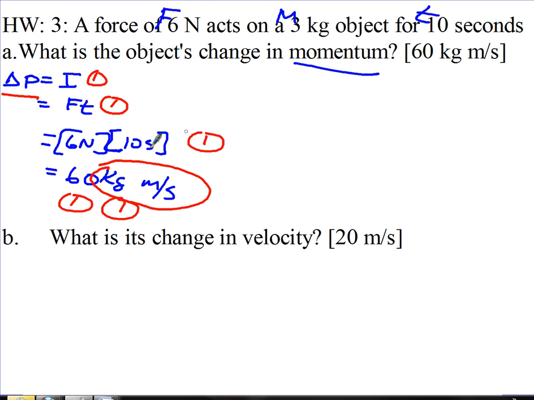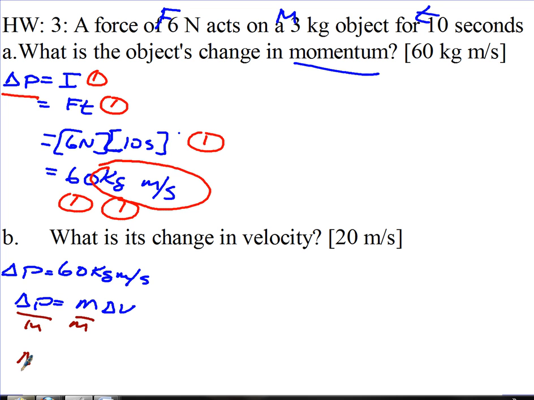Okay, now let's find the change in velocity. I have the change in momentum is 60 kilograms meters per second. And I know the change in momentum is m delta v. So solving this for delta v, switch colors here. I'm going to divide both sides through by m.